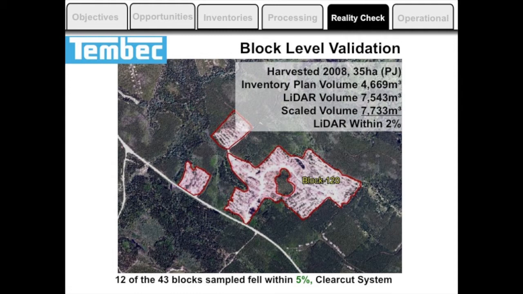So I have a few examples here. This is a jack pine block, and I have to thank Tim Beck for providing this data to us. The inventory planned volume was about 4,700 cubic meters. The LiDAR predicted 7,500 cubic meters. They actually scaled 7,700 cubic meters. Of the 43 blocks we've had a chance to look at, we were basically within 5% of what they scaled. So I was on cloud nine. This is a real validation, which is much better than plots, in terms of this whole block, how well we're doing.